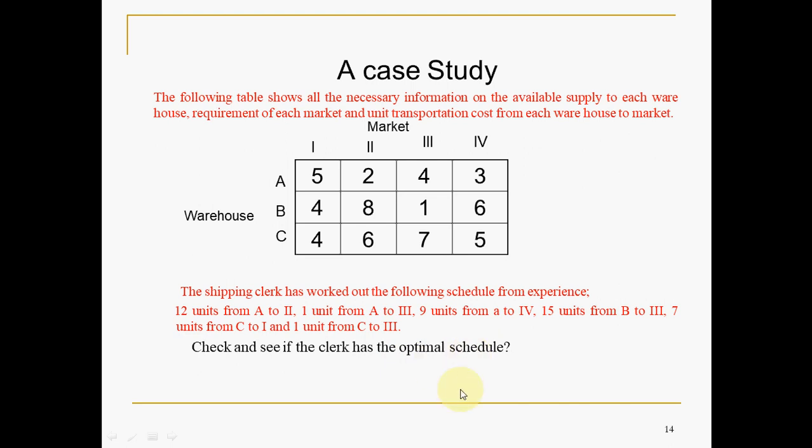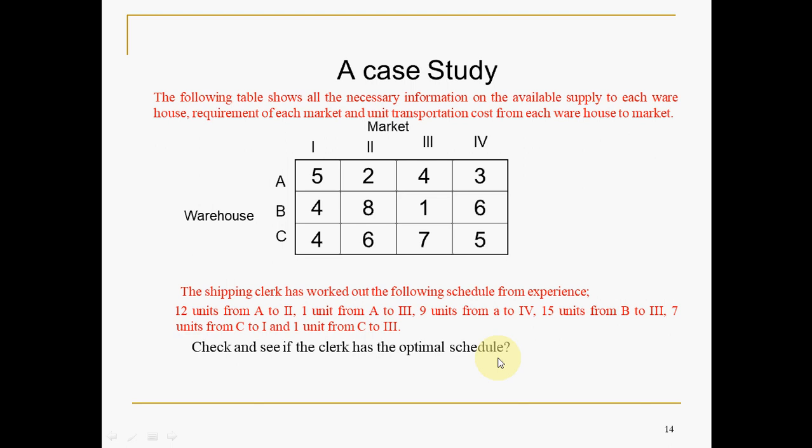So this is quite different. Of course, these are the transportation costs. There is a clerk in a transportation company, let us say, who by his experience has worked out how many units to ship from warehouse to market. That is given: 12 units from A to 2, here it is 12; 1 unit from A to 3, here it is 1, like that. So he has made some allocations. Then you have to check whether the clerk has the optimal schedule or not.